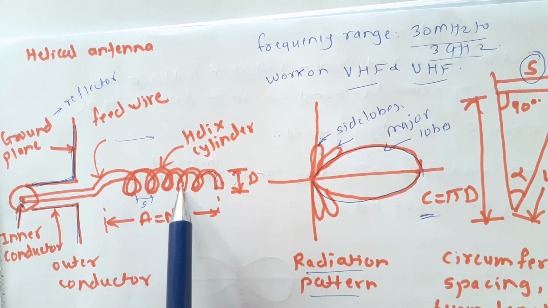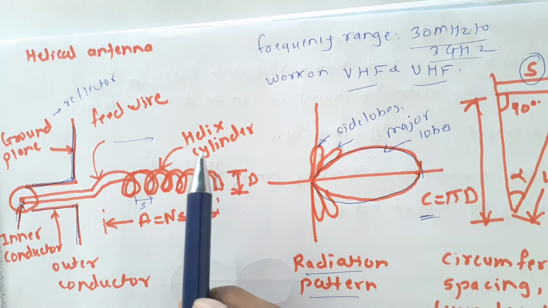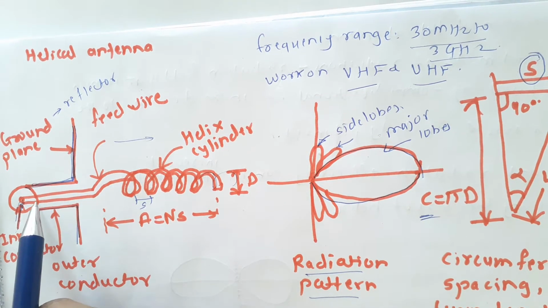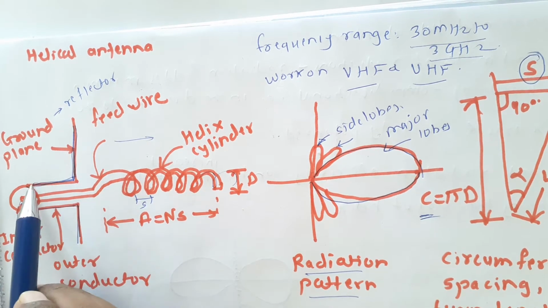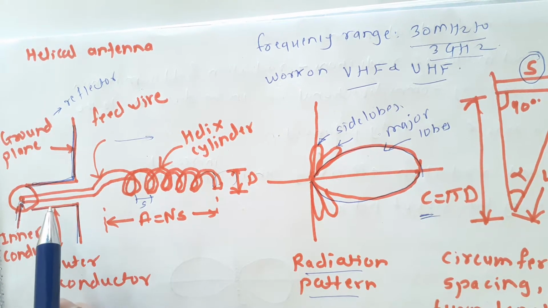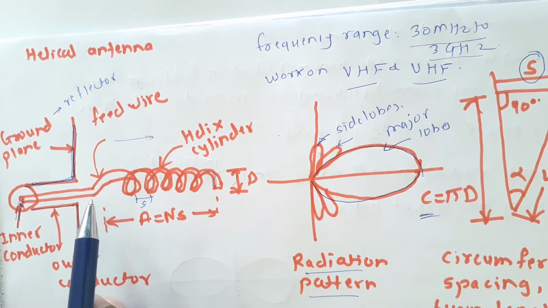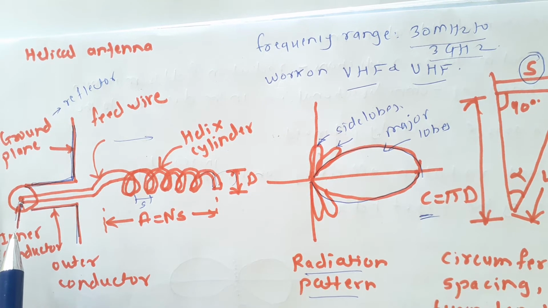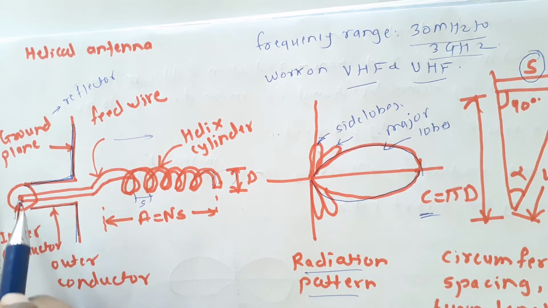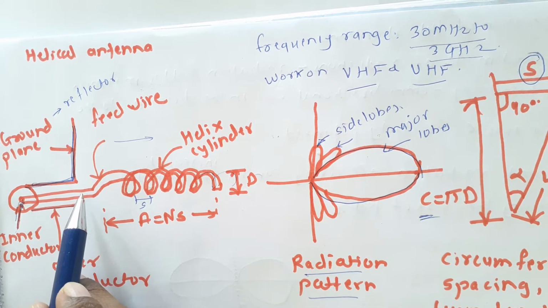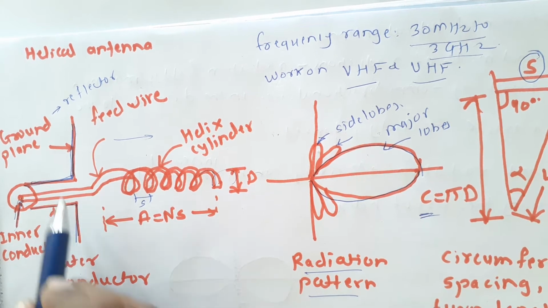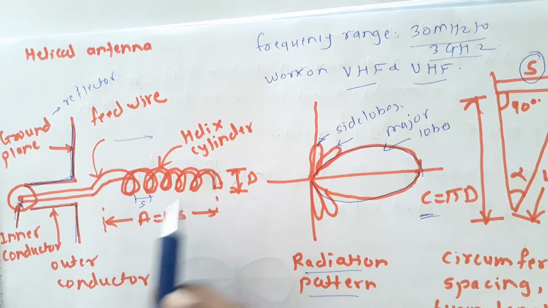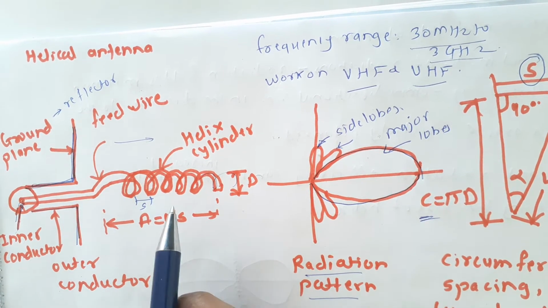So this particular turn we call a helix cylinder. Here the ground plane is connected to one end, and another end is connected to the helix. The helix is generally fed by coaxial cables, that is through the inner conductor. One end of the helix is connected to the center conductor of the cable, and the outer conductor is connected to the ground plane. Here we have the number of turns, and S is the spacing between the turns.